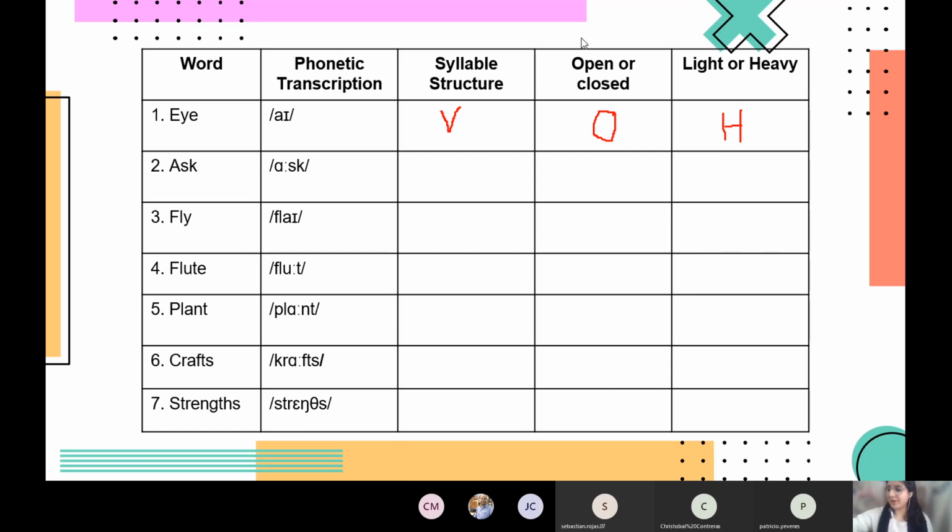Do you all understand what you have to do? Cristóbal, Claudia, Patricia, and Sebastián? Patricia, you were... So all the diphthongs have to be taken as heavy? Long, yes, because they are long sounds. Okay.